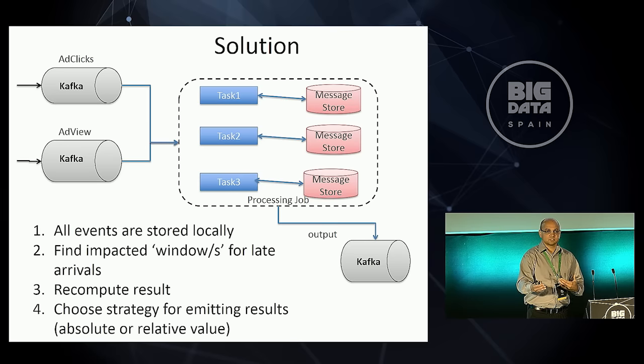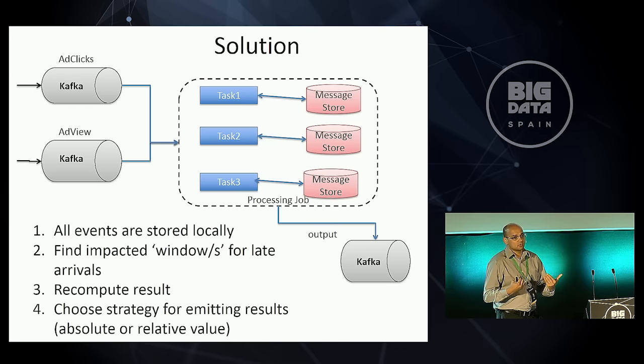Some systems can be idempotent. So let's say the previous count was 10, the new value is 11, and you can re-emit the absolute value 11, and the downstream system is fine. But maybe the downstream system actually wants to know what was the old value and what's the delta. So that's another strategy that you need to think about.